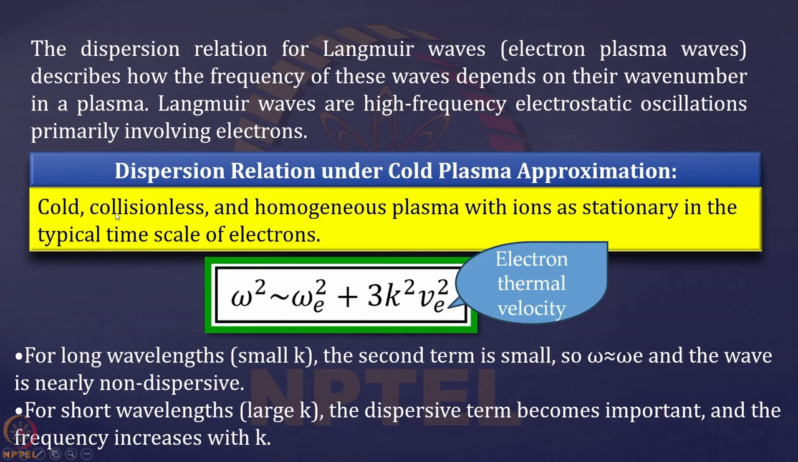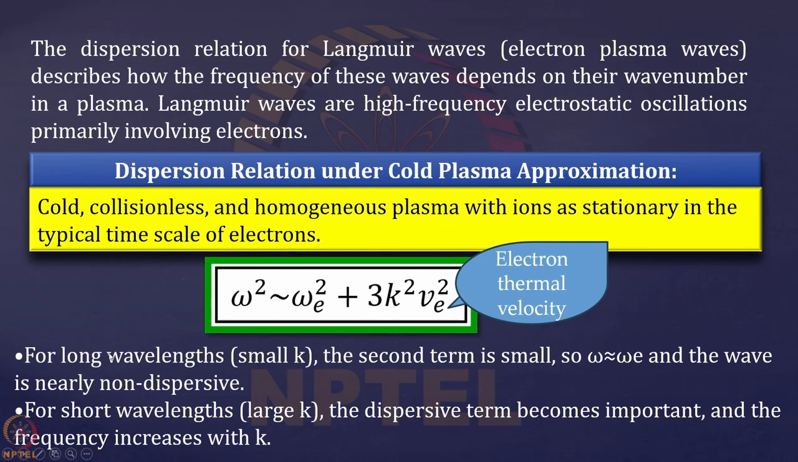So for a cold collisionless homogeneous plasma, we started with the Vlasov equation, and we have ended up with this kind of dispersion relation. Okay, so for the long wavelength limit, you know the relationship between the wave number and the wavelength.